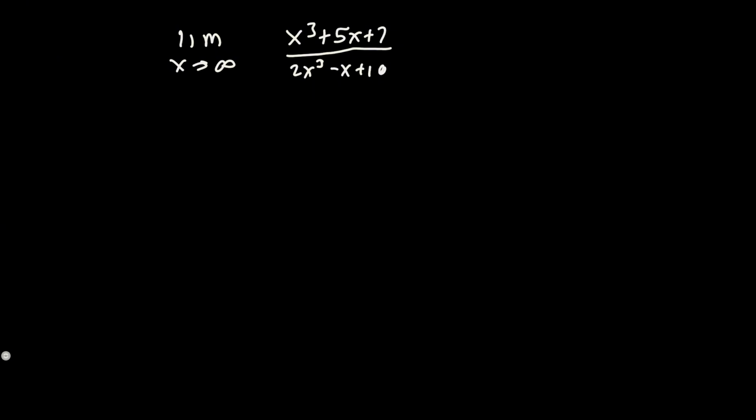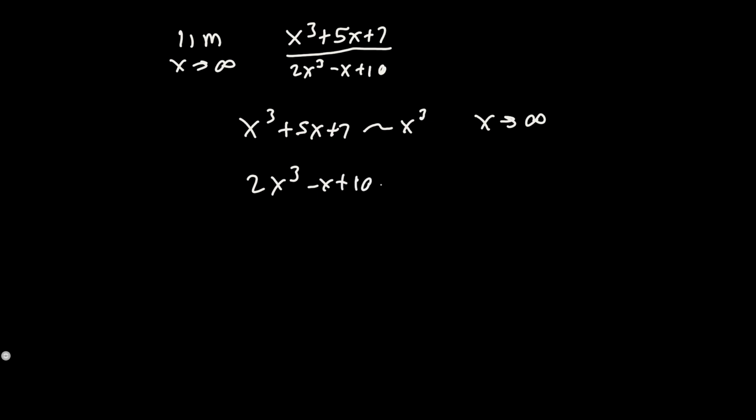So you can pretty much say that our function f of x is asymptotic to x cubed. Our numerator and denominator are each asymptotic to x cubed, because x cubed plus 5x plus 7 is asymptotic to x cubed as x approaches infinity. And the same could be said for 2x cubed minus x plus 10, which is asymptotic to x cubed for values that approach infinity.